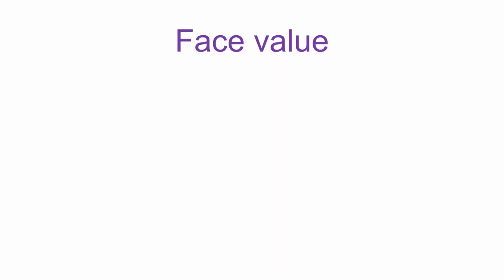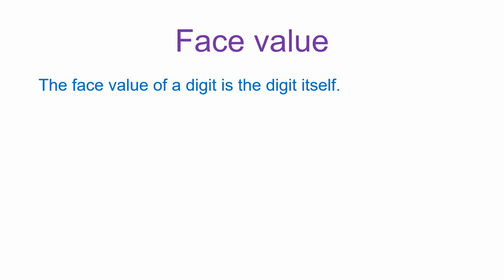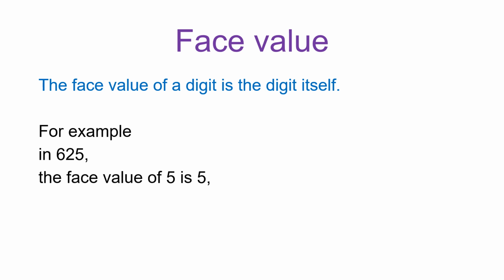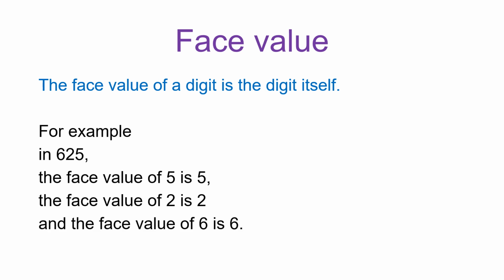Face value. The face value of a digit is the digit itself. For example, in 625, the face value of 5 is 5. The face value of 2 is 2. And the face value of 6 is 6.